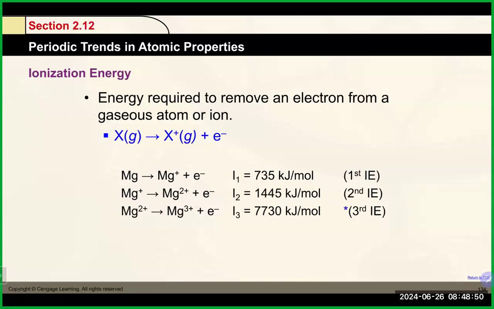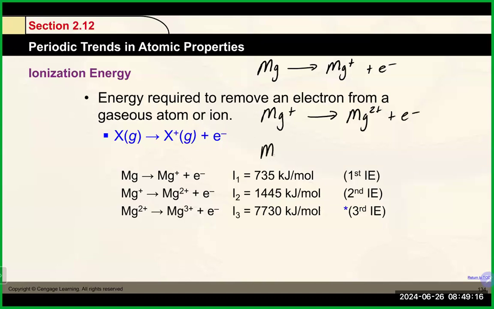So, for example, if you took something like magnesium, the first thing that would happen is magnesium would lose one electron, and we would show the electron on the right-hand side of the arrow like it's being given off. The next thing that would happen is that guy that lost one electron would then lose one more electron. And maybe it continues this pattern.